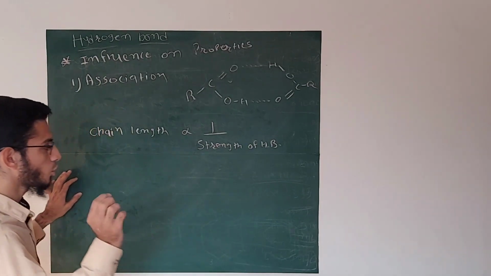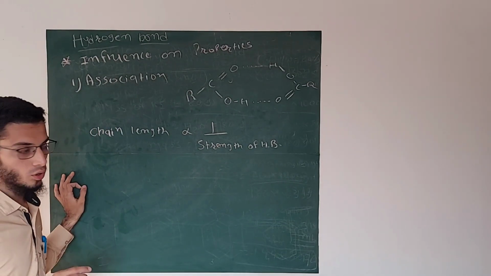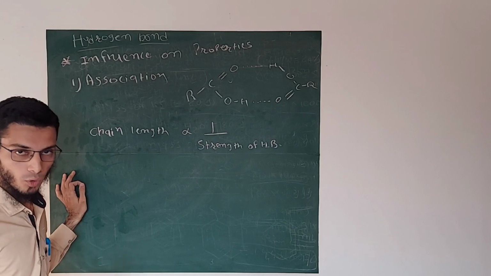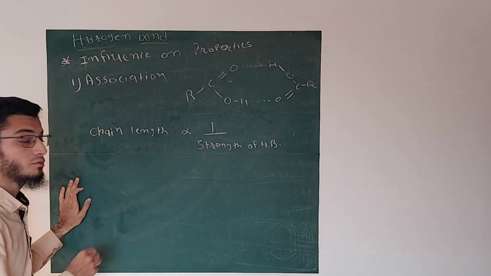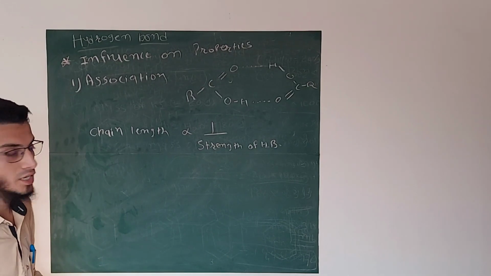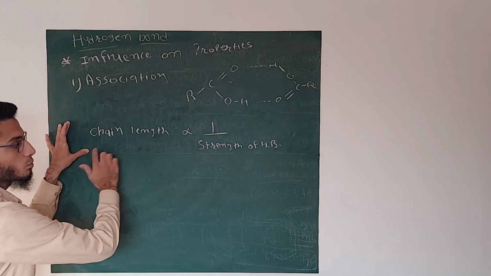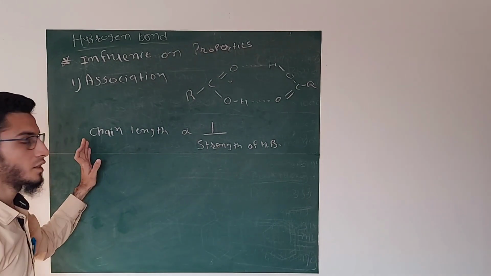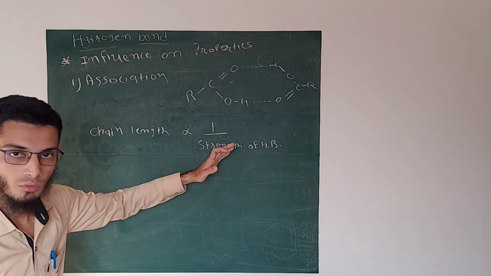And you know that in the case of alcohol, they make hydrogen bonds with the water molecule. As the chain length increases, the solubility will also decrease. We'll discuss that at a later stage, but here you must know that as the chain length increases, the strength of the hydrogen bond will decrease.